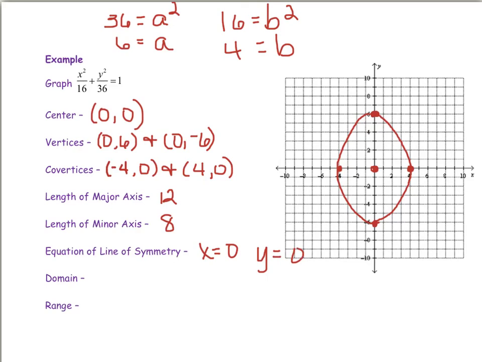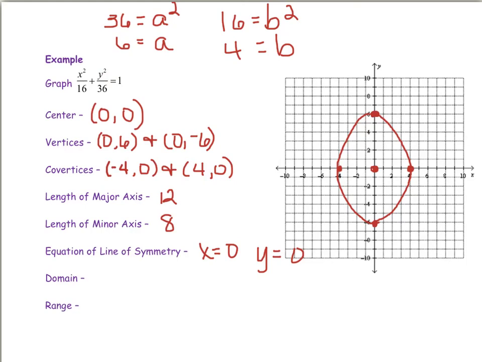Now also, if you don't have a graph to look at, your vertical line of symmetry will be x = the h value, which is up here, the center of your ellipse, the h value. Or in your equation, it would be up here if it were in parentheses. And then the horizontal line of symmetry would be y = the k value, which could be found here in your center, or if there was a parentheses, it would be found in the parentheses with the y.